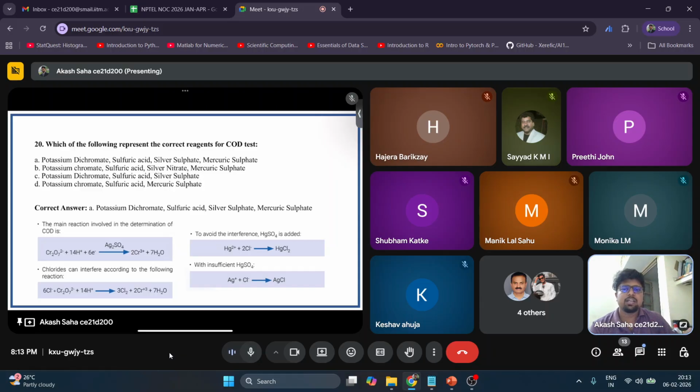Okay, I hope this is clear. You will not generally see this silver sulfate or mercuric sulfate being added separately. It is added with the sulfuric acid itself. So that is why we don't add plain sulfuric acid, we add COD acid. We have to prepare COD acid separately, and in that COD acid, we will add these two things. I hope this is clear to all of you. Okay.